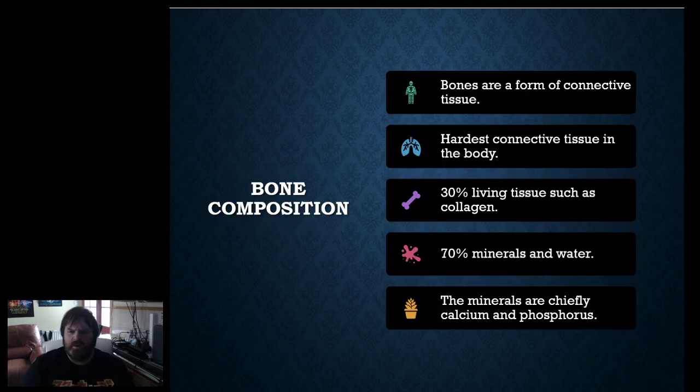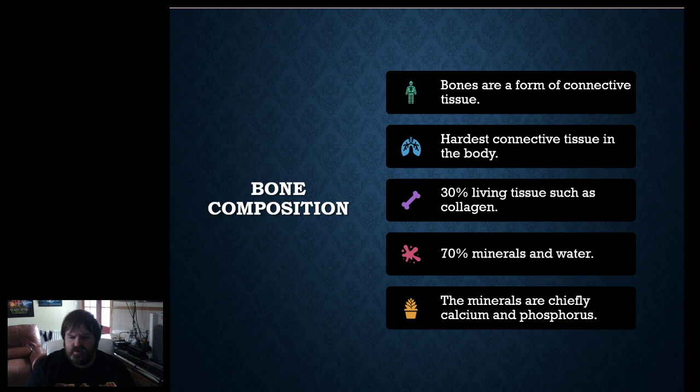Now, bones, what are they made up of? Well, they're made up of a type of connective tissue. They're the hardest connective tissue in the body. They are 30% living tissue like collagen, 70% minerals and water. And the minerals involved are chiefly calcium and phosphorus. So again, we've mentioned calcium as being an important part of the diet.